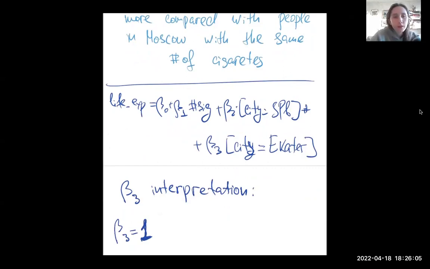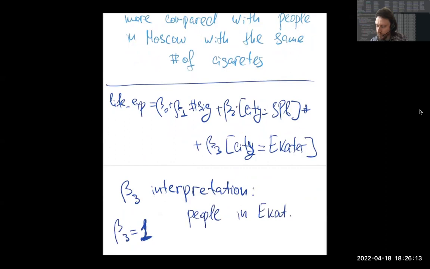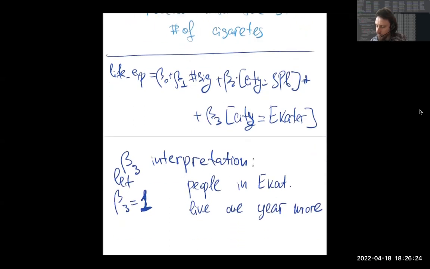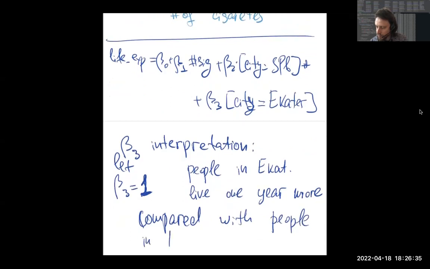That people in Ekaterinburg live more than people in Moscow. Yes, exactly. They live 1 year more compared with people in Moscow, with the same number of cigarettes.